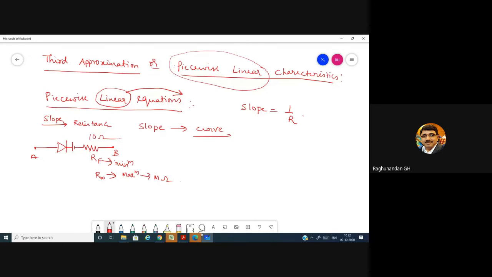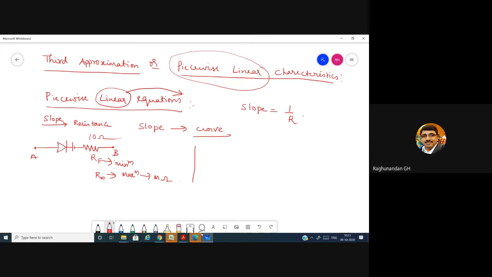What is the ideal reverse resistance value? Infinity. What is the ideal forward resistance value? 0. Okay. So here, even though the forward resistance is given, it will be minimum. It will be in terms of ohms.